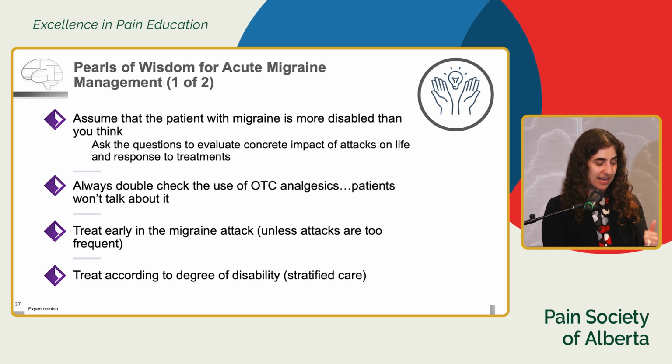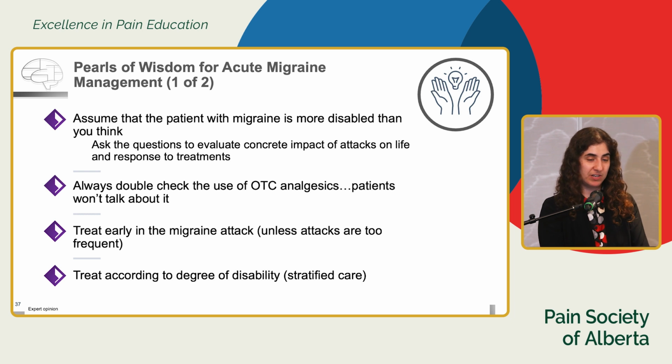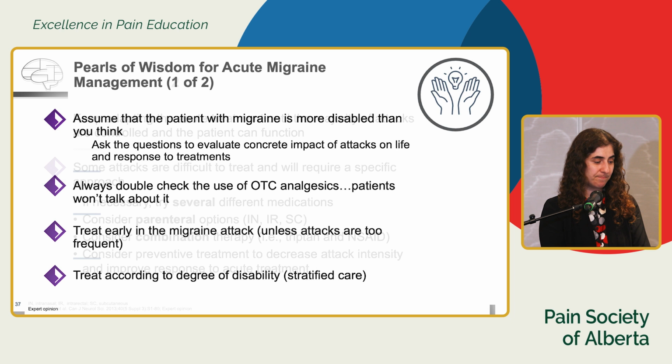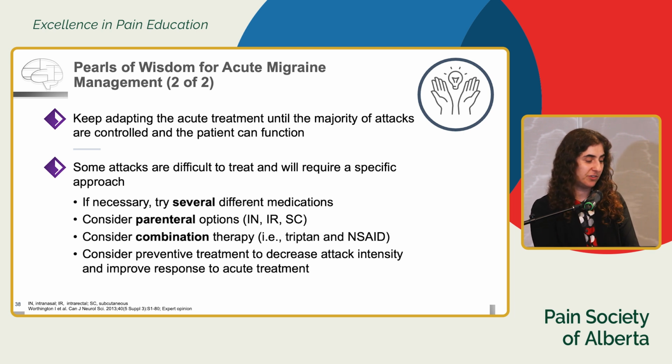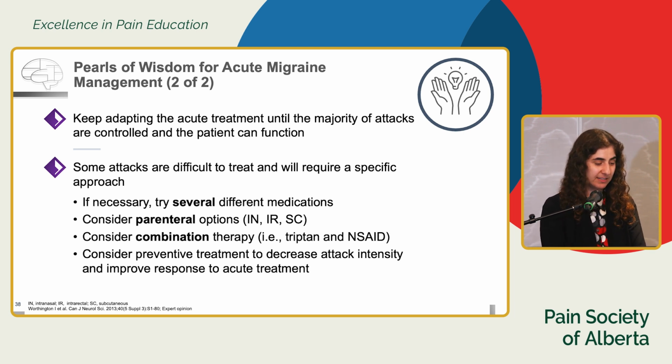Treating early in the migraine attack, like we talked about, and treating according to headache severity, so it's that stratified care approach that we mentioned, so go to the appropriate medication right away based on the severity of the attack. Keeping adequate acute medications until the majority of attacks are controlled, so trying to manage most of those. And then just remembering that some attacks are going to be more difficult than others to treat, so having several different medication options, the parenteral options like we talked about, combining therapies, and then certainly considering prevention when that's appropriate.